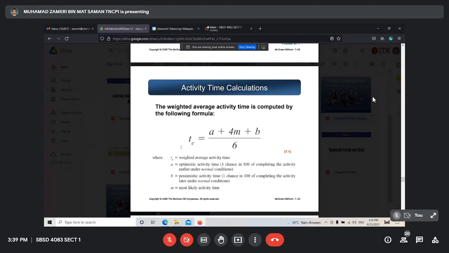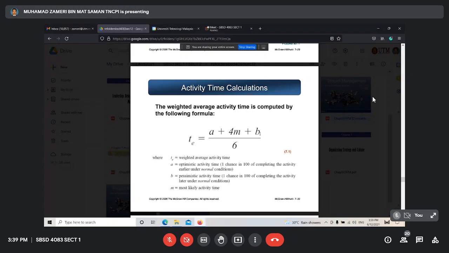So that means 10 is M, 9 is A, 11 is B. If we can summarize, it is 10 plus minus 1. So M is 10, minus 1 is A, plus 1 is B. So this is the difference between PERT and CPM. CPM is in chapter 6, PERT in chapter 7.